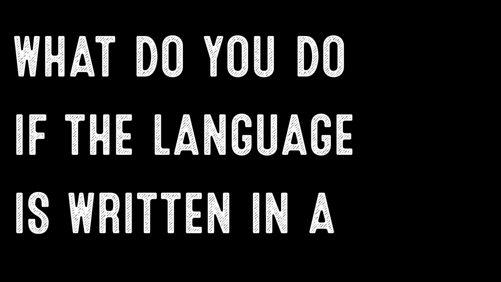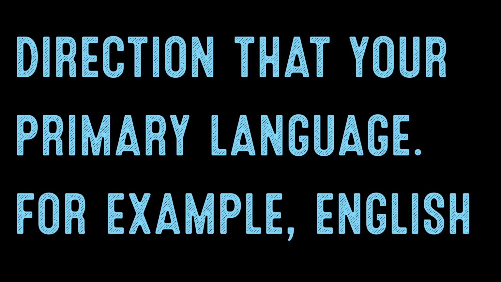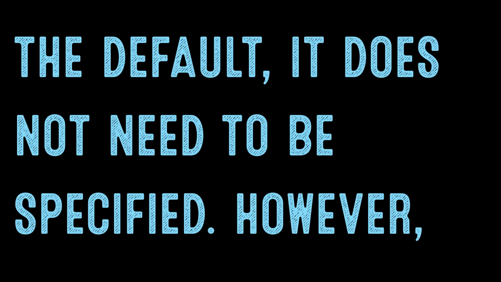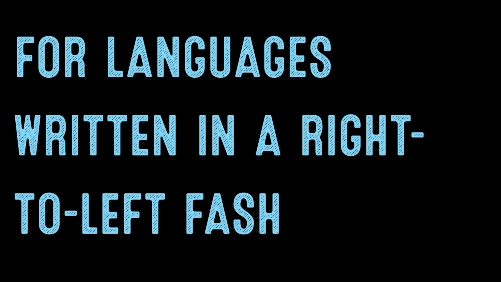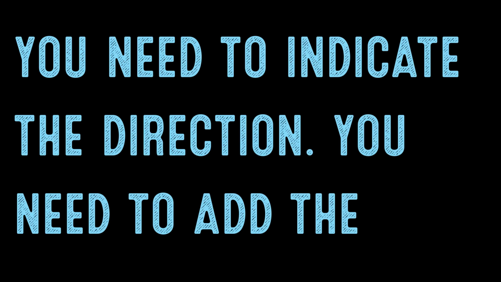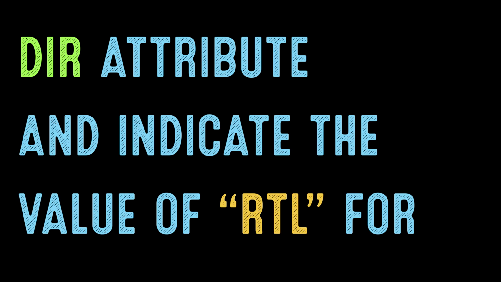What do you do if the language is written in a different direction than the primary language? It is important to understand how to handle languages that are written in a different direction than your primary language. For example, English is written left to right. Since left to right is considered the default, it does not need to be specified. However, for languages written in a right to left fashion, you need to indicate the direction. You need to add the dir attribute and indicate the value of RTL for right to left.